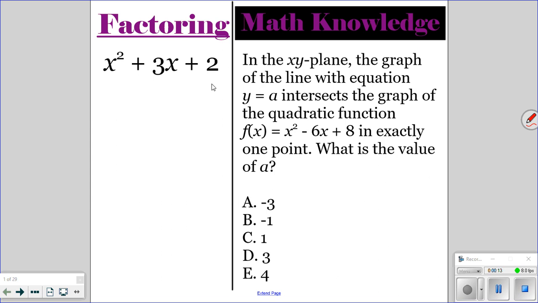So again, I'm going to quickly review factoring. We're looking for two numbers that multiply to be this last one and add to be this middle one. So the only two numbers that multiply to be 2 are 1 and 2. So x plus 1 times x plus 2.